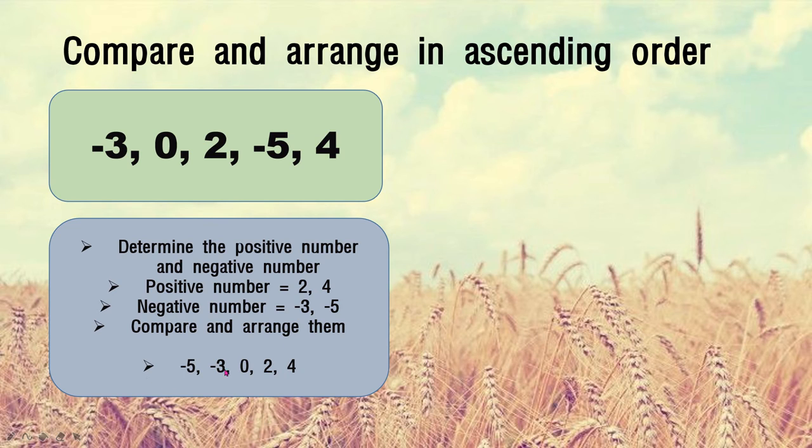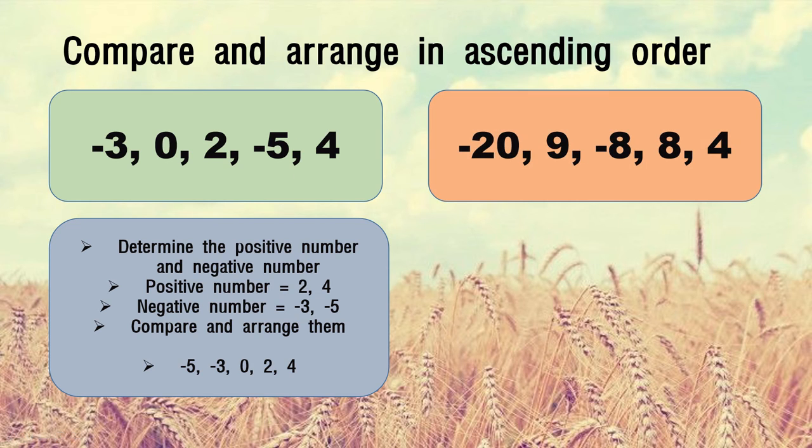Okay, so we have to arrange them like that. Start with negative 5. After that, continue with negative 3. Because we have the 0, we put it in the middle. It is like a border. Okay, after the negatives, we go to the border, then we move to the positive numbers. Within the positive numbers, 2 will be the smallest, and after that, continue with 4. Okay, so this is how we compare and arrange.